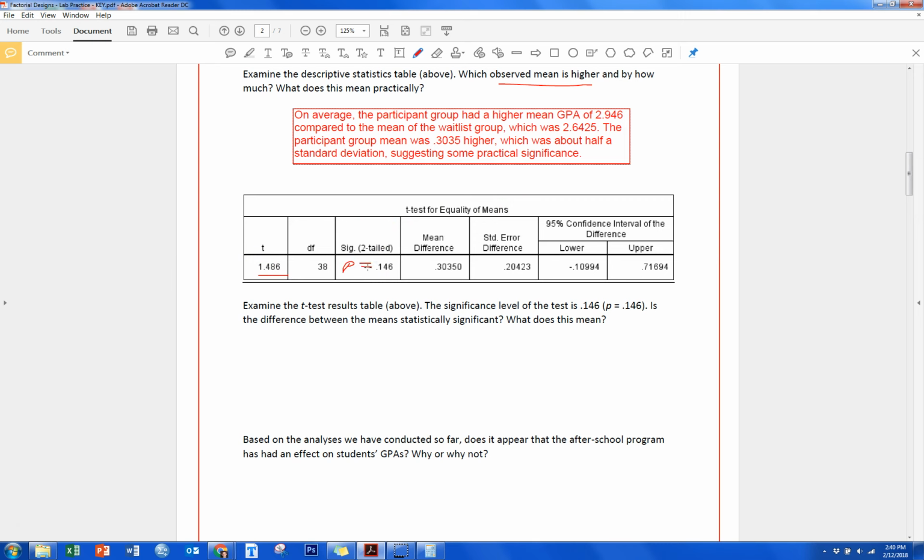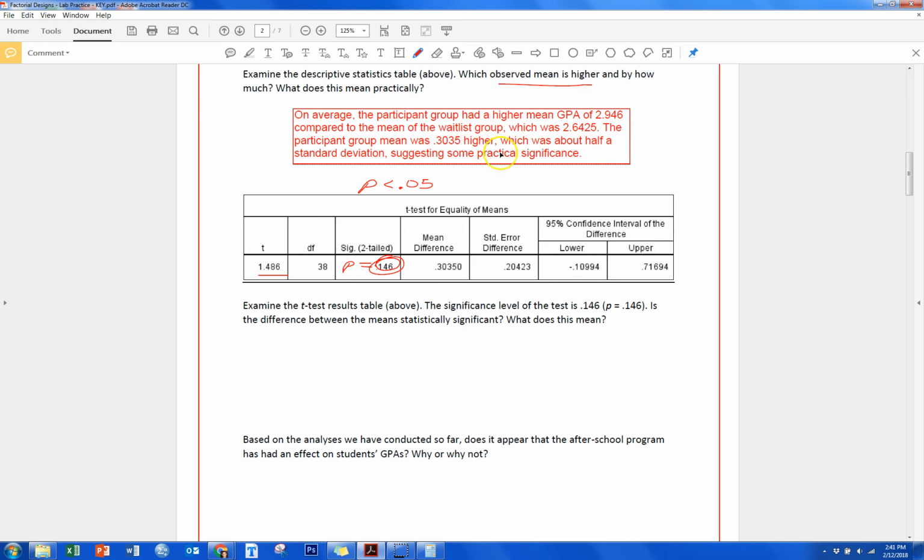Now, in order to be statistically significant, p must be less than 0.05, right? P must be less than 0.05 in order to have statistical significance. So let's take a look at this value here. Is 0.146 less than 0.05? In this case, it's not. It's greater than 0.05, or it's 0.05 or above, I should say. So it is not statistically significant.